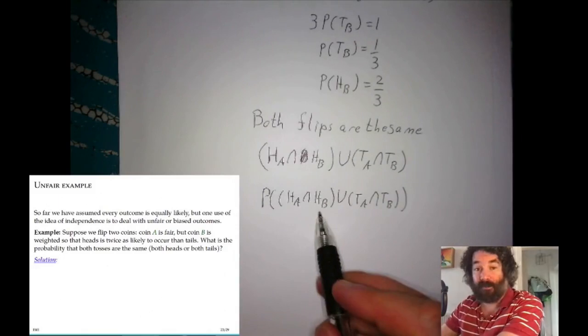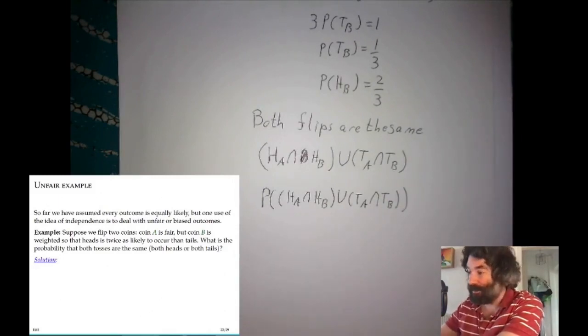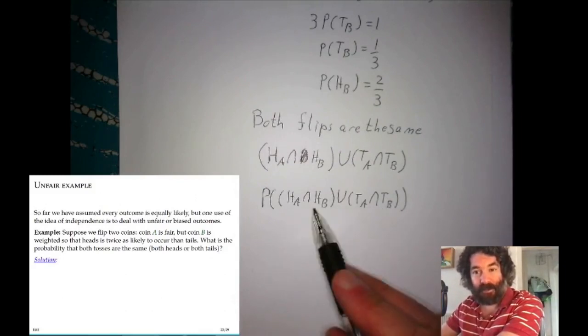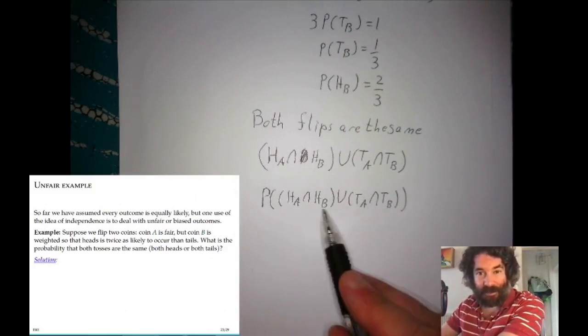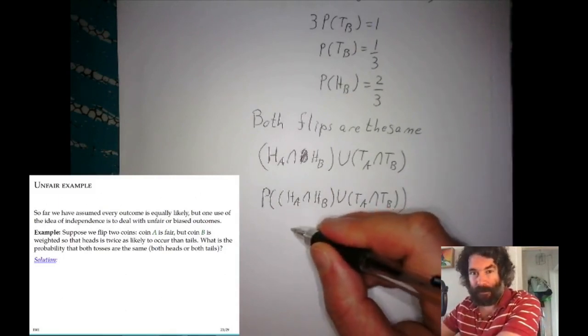By the way, this first event, heads on A and heads on B, is just the outcome heads, heads. We can get heads on both. And this is just the outcome tails, tails. Perhaps it would be simpler to write just those outcomes, so list this event as those two outcomes. And writing this a bit more abstractly to try to prepare us for more complicated examples.